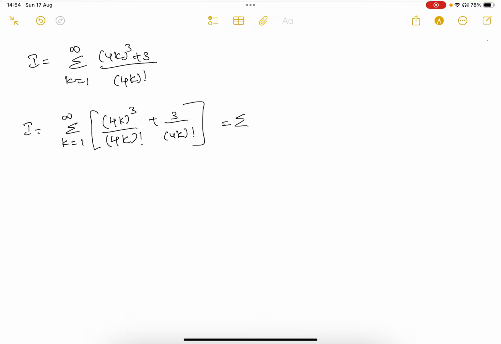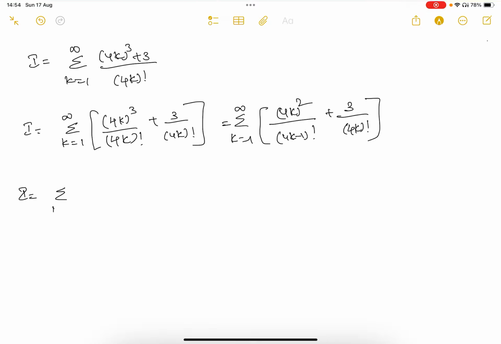As you can see, the first term can be written as (4k)^2 into 4k, right? By this, it can be written as 4k into (4k minus 1)!. Thus 4k will go off and the remaining part is this, plus 3 by (4k)!. Okay.